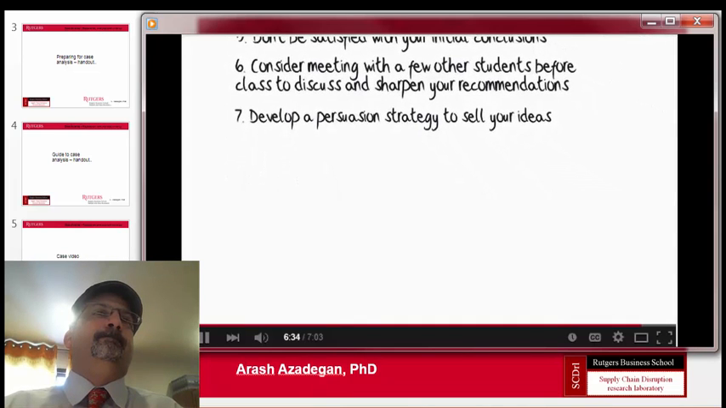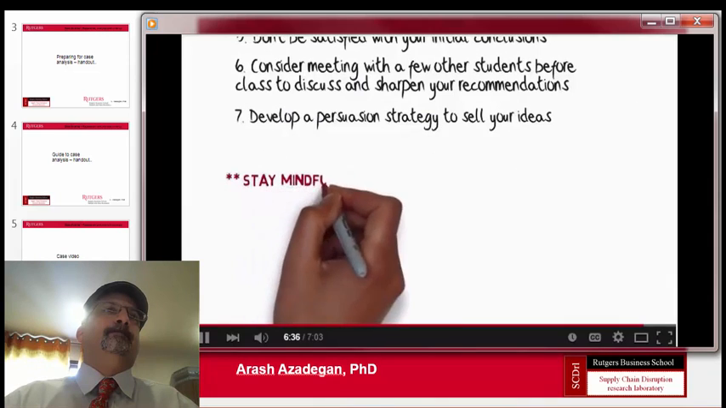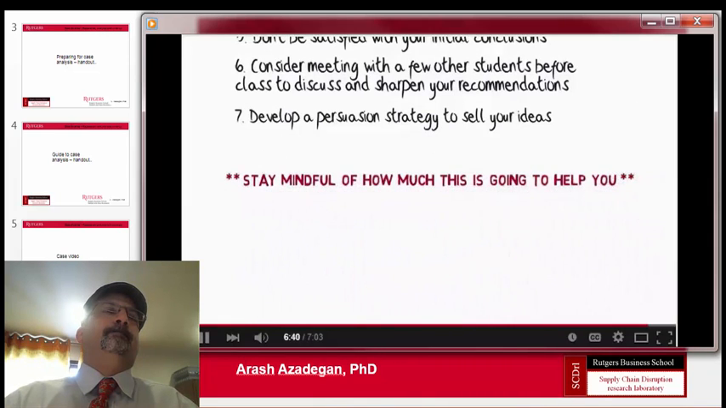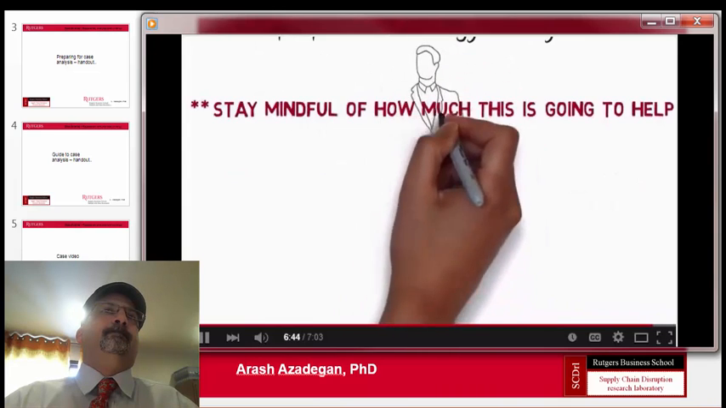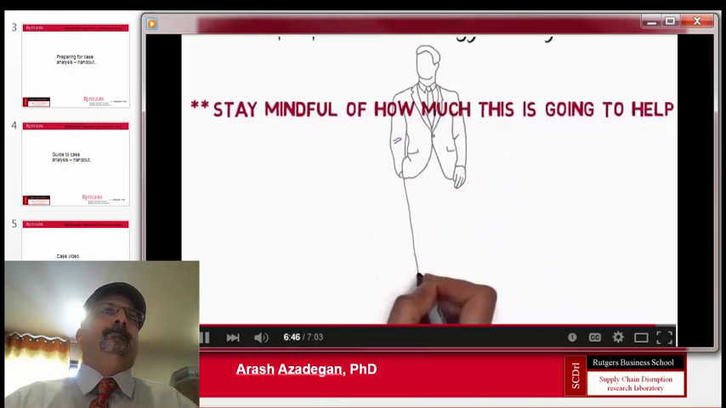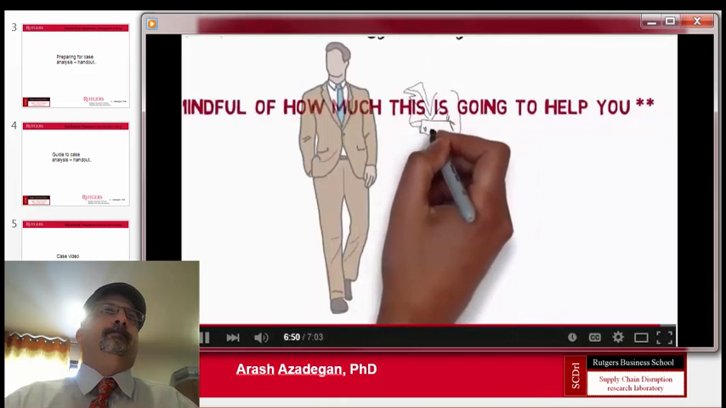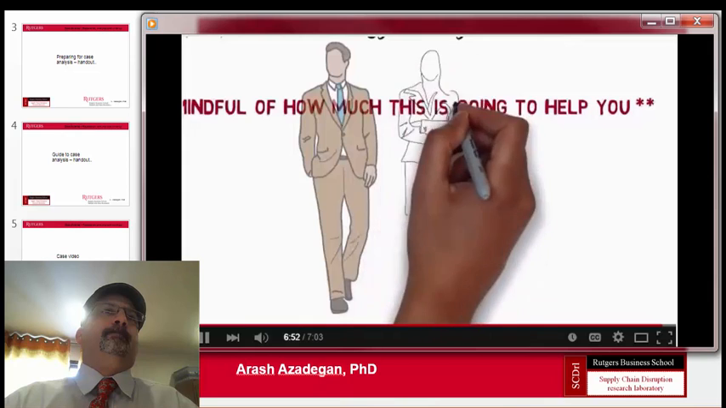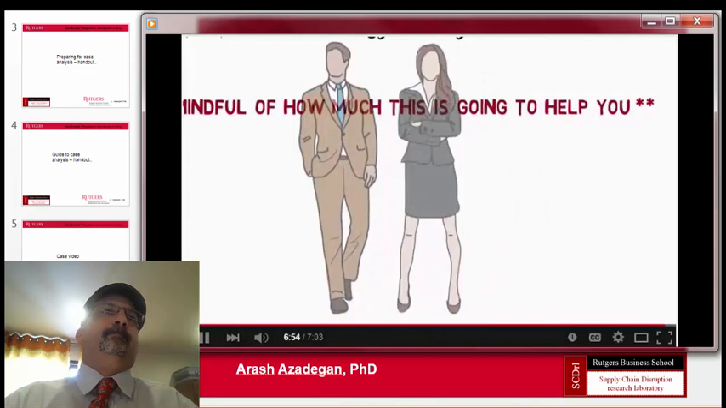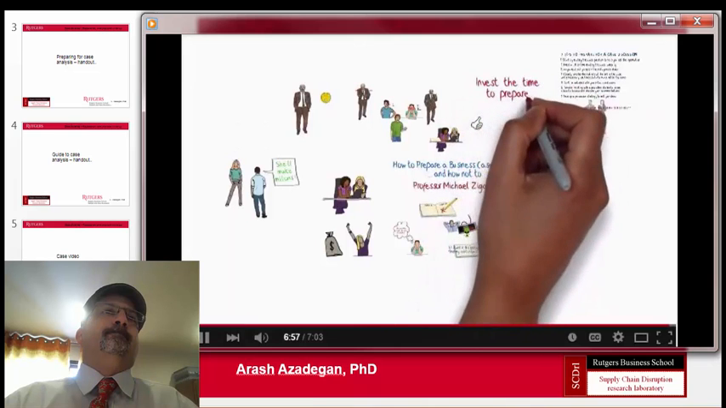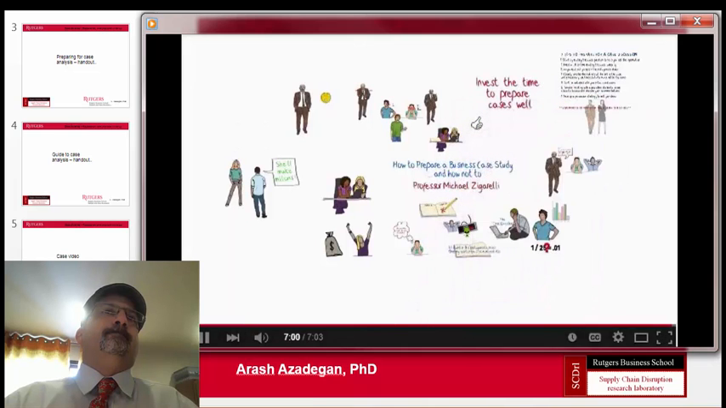And here's one bonus tip. Stay mindful of how much this is going to help you. Yeah, case study is a lot of work if you do it right, but it will vastly improve your ability to solve problems and to make wise decisions and to confidently, persuasively present your ideas. If you're serious about learning and about developing into an outstanding professional, invest the time to prepare cases well. You'll see a terrific return on that investment.